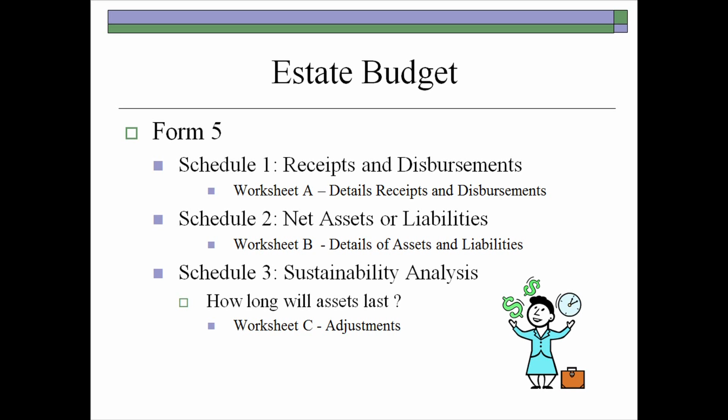Schedule 1 will be for receipts and disbursements. Worksheet A gives details, allows you to provide details on the receipts that have come into the estate and the disbursements that have gone out. Schedule 2 includes net assets or liabilities of the estate. And Worksheet B to Schedule 2 provides you the opportunity to list information and details regarding those assets and liabilities. And Schedule 3 is the important sustainability analysis. How long will the assets of the conservatorship last? Worksheet C to Schedule 3 allows you to provide for some adjustments to that.